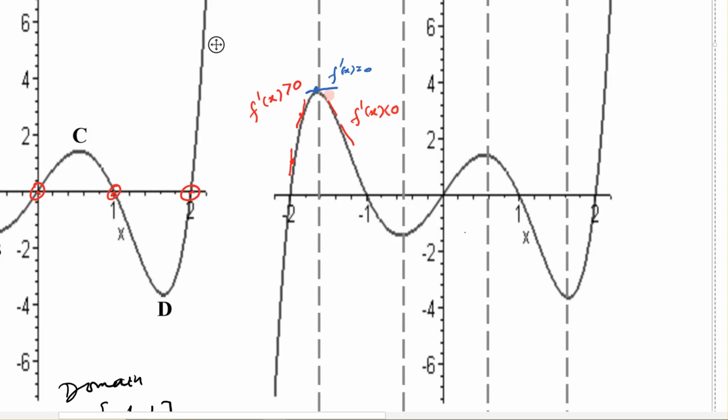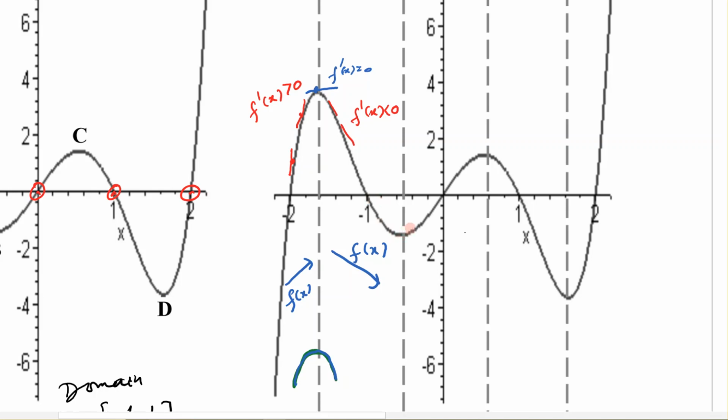So when the slope is positive, the function is increasing. When the slope becomes negative, the function is decreasing. Thus we say that in this interval f(x) is increasing, and in this interval f(x) is decreasing. In other words, it looks something like this. So here the function is concave down.